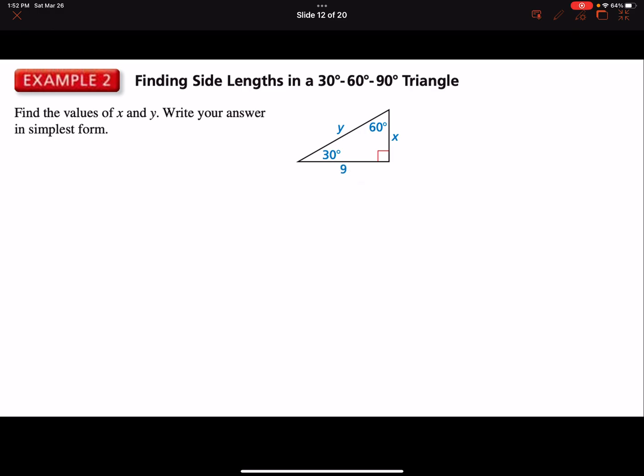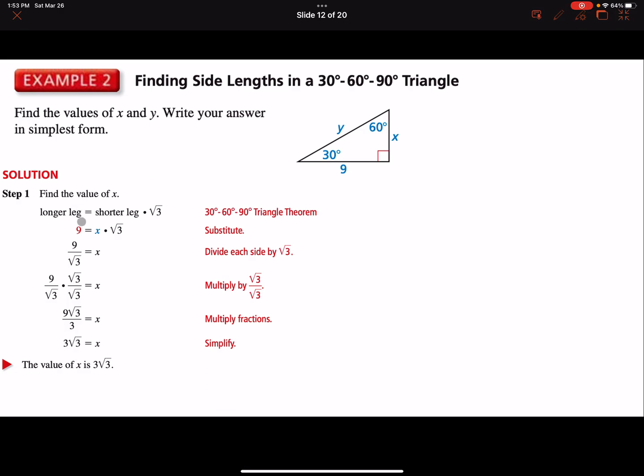Okay, so how do I set this up? Well, the first thing I need to do is, if I know that the longer leg is equal to the shorter leg times root 3, I need to set that up. Well, the longer leg is 9, the shorter leg is x, we don't know what that is yet, and it's times root 3 to get 9. So how did we get that? We're going to divide both sides by root 3. So 9 divided by root 3 equals x.